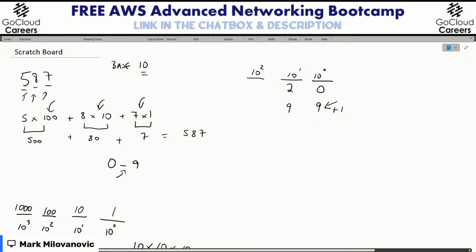To 0. Okay, let's add a 0. And what happens to this number now? To the second column number? It gets reset to 0, correct? And then what we do is we add a third column, which is going to be the hundreds position. And that gets incremented from a 0 to a 1.